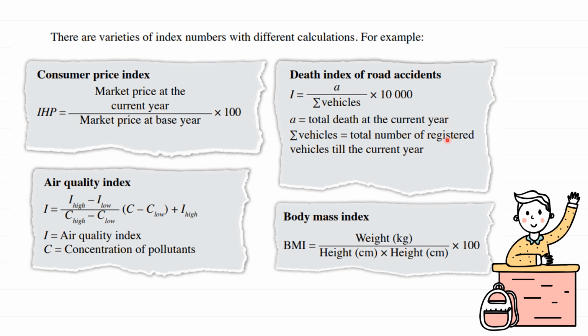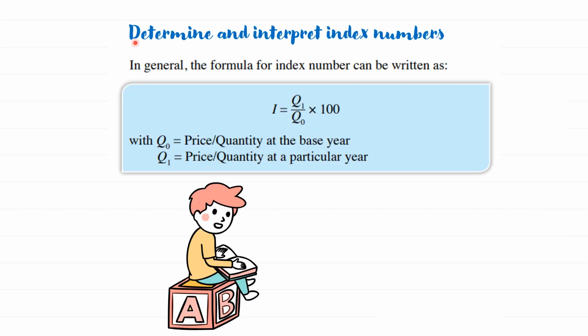You can refer here. And lastly, what is usually seen in real life is how to calculate your BMI, body mass index: weight divided by height squared. Okay, so these are examples of varieties of index number in our real life. Okay, determine and interpret index number.